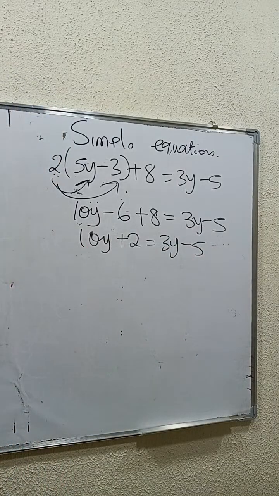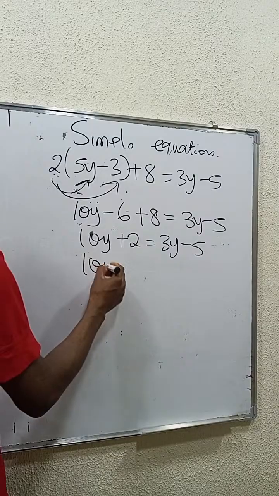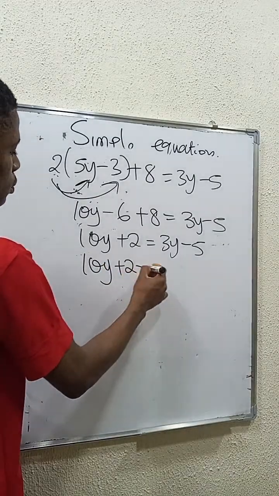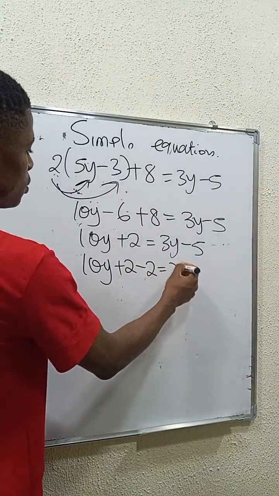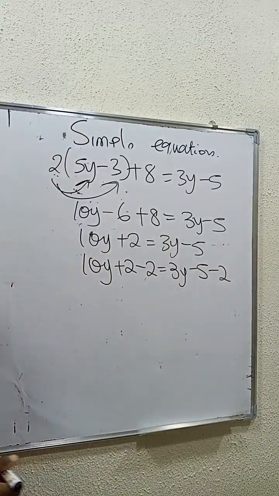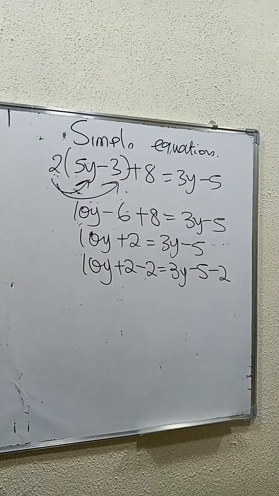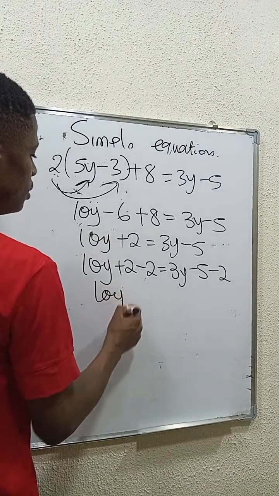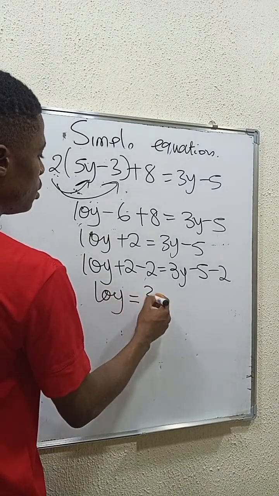What do we do next? We first of all collect the like terms for the ones that don't have a variable. So we have 10y plus 2 take away 2 is equal to 3y minus 5 take away 2. Okay, the reason why we are doing this is to collect like terms. So we have 10y is equal to 3y.